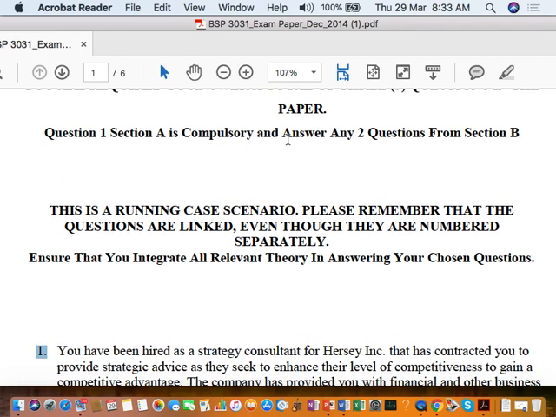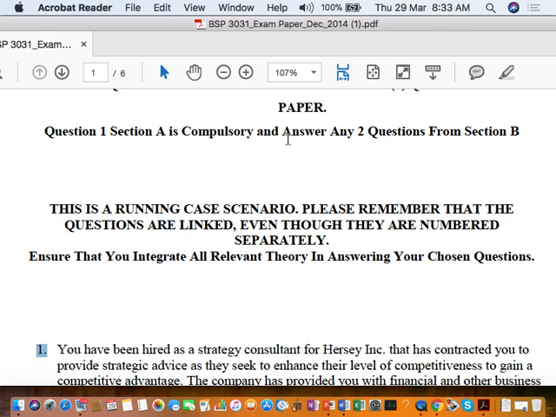So if you see what it's saying here, and this has been on all papers, and I hope students would have read it and not just gone to the questions, it says this is a running case scenario. So it's not the traditional exam where you've got separate questions. It says, please remember that the questions are linked even though they are numbered separately. And this is what it was saying for semester one, right? So for students who just ignored what I said, and were prepared for the old rote exam, where you just study and read questions and go in the exam and hope you pass, it is saying this is not your traditional exam.